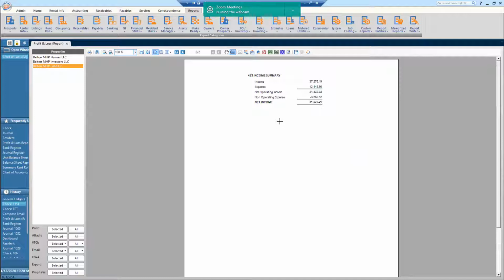NOI, net operating income, is 24,832. But then we take off the non-operating expense, which is the mortgage interest, and that's our net income. So our NOI, for purposes of selling this property, if this was the same every month, which is obviously not the case, 24,832 times 12. The NOI for this property is roughly $297,000.